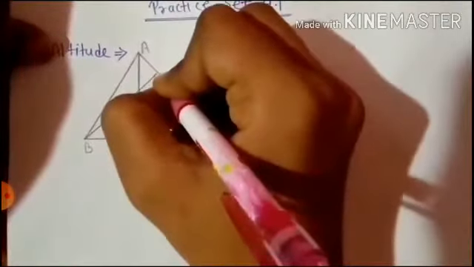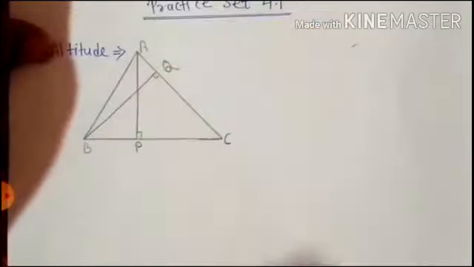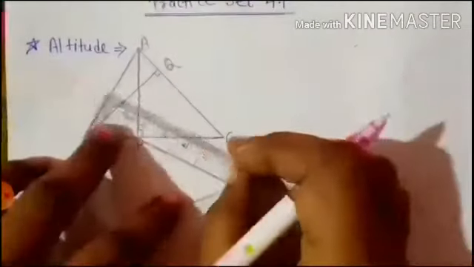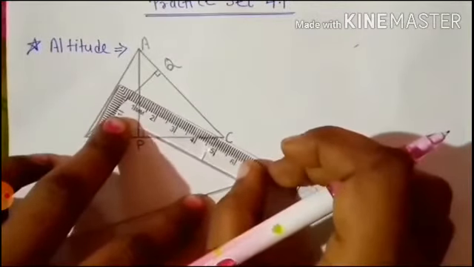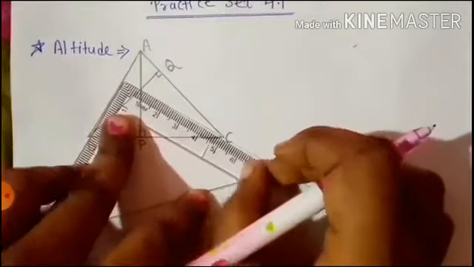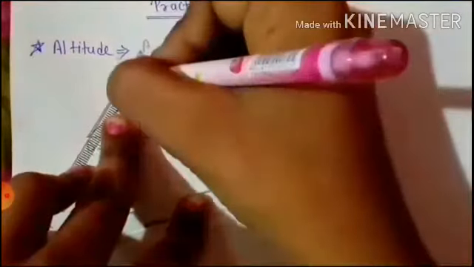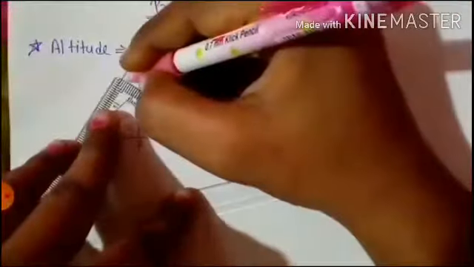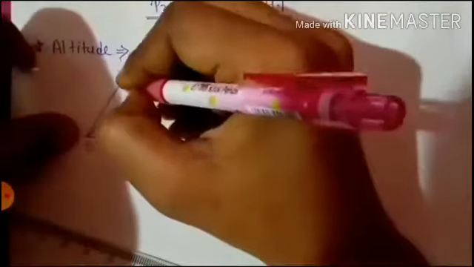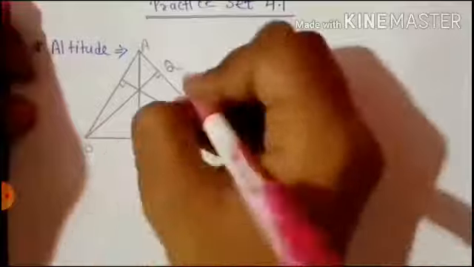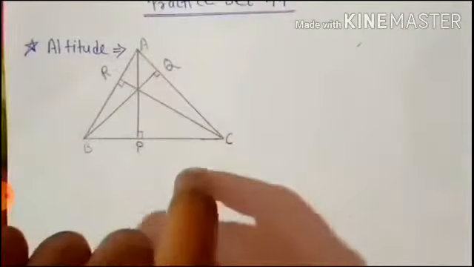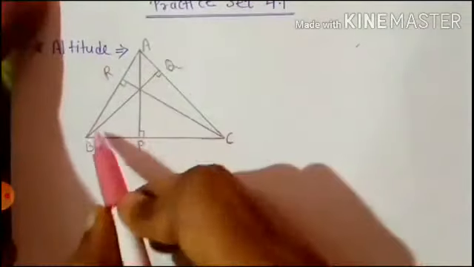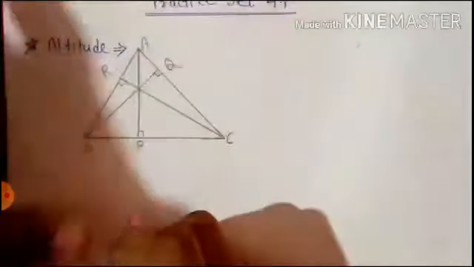Altitude is making 90 degrees. Here we will give the name Q. This is the second altitude. Now the last, third altitude we will draw passing through the point C. We will set our set square like this and draw one straight line perpendicular to segment AB. This is the third altitude, the third height of the triangle. We will give this the name R. So students, this is the way of drawing the altitude in a triangle. In one triangle, at the most you will draw three altitudes only.